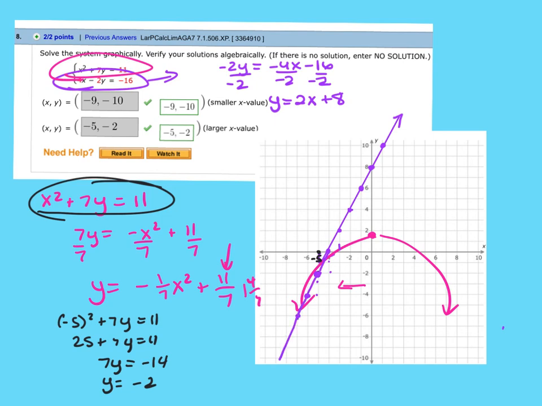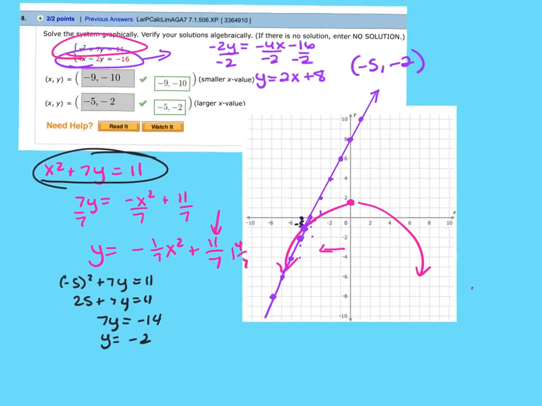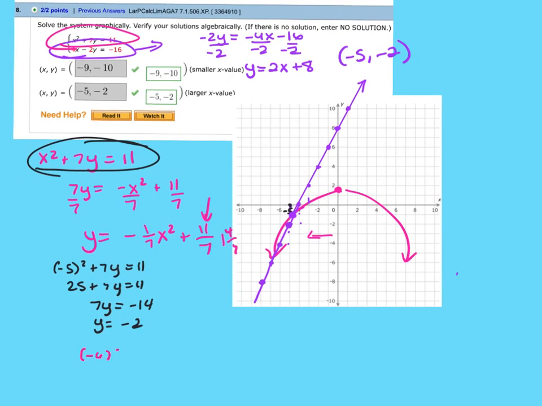So now I have a better understanding of what this graph looks like. I know one cross point is that. It would be negative 5 and negative 2. And then if I continue to plug in other points, if I were to plug in negative 6, it wouldn't happen. Negative 6 squared, 7y equals 11, 36. So this would be 7y equals negative 25. And that's not a whole number.